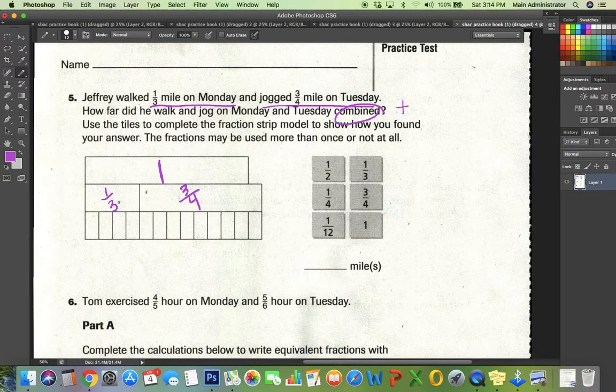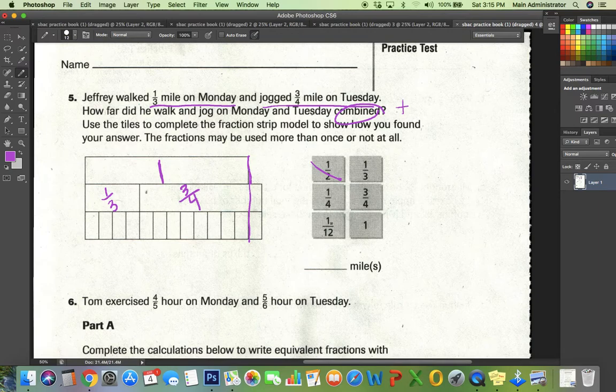Let's see. If I had to add these up together, 1, 2, 3, 4, 5, 6, 7, 8, 9, 10, 11, 12. That would give me a whole if these were all 1/12, but I do know that it's a little more. That's why it's showing a little more over. And I'm looking here at my fractions. Half is not in there. I used 1/3 and 1/4. It can be used more than once.